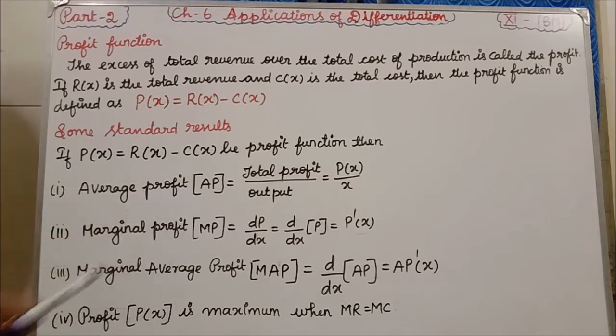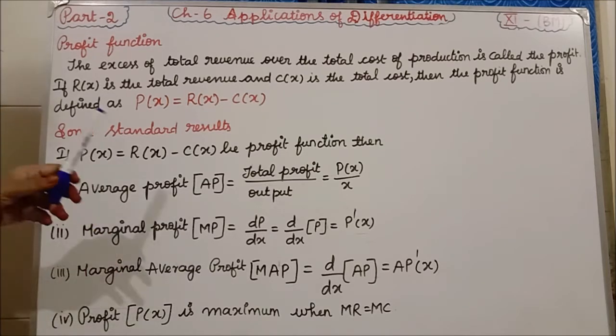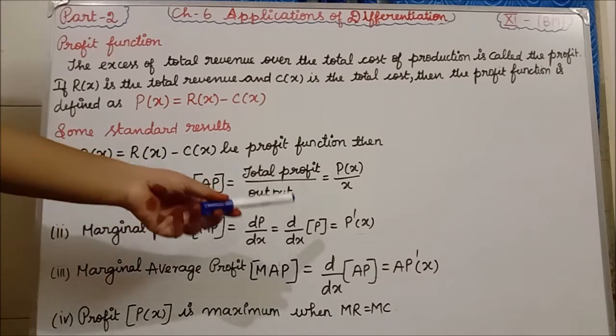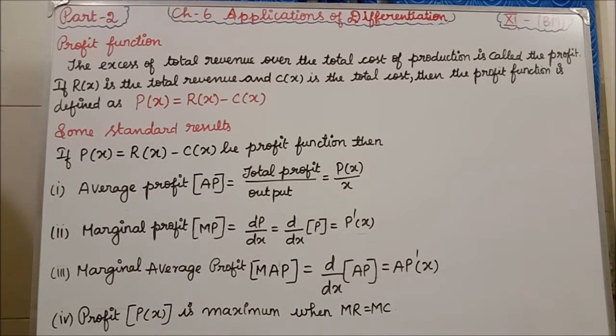Now first we will see average profit. I told you wherever you have average, you have to divide with X. I told you in part 1 session. Here also, for average profit, you have to divide the profit with X, so P of X divided by X. Clear? Marginal profit. In the previous part 1 session I told, wherever you have marginal, you have to differentiate. Marginal profit means you have to differentiate the profit. So what will we get? P dash of X.